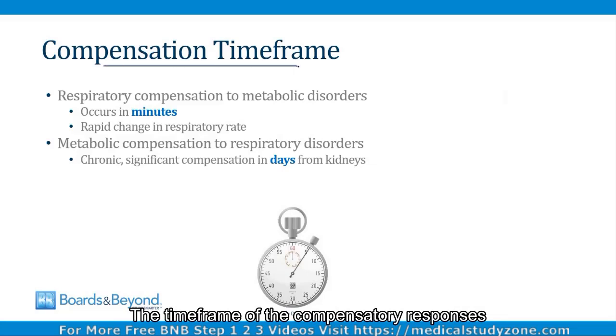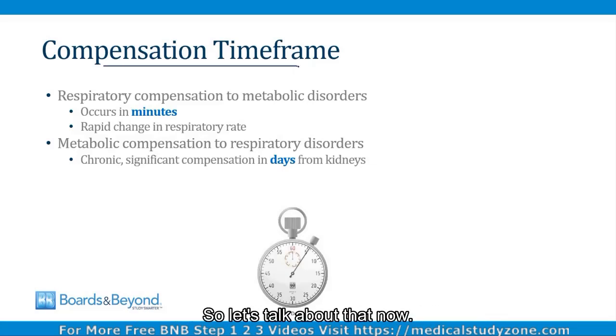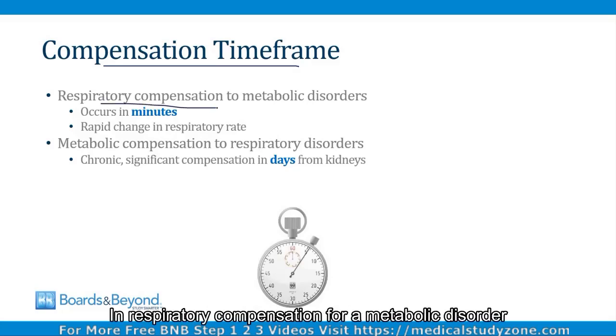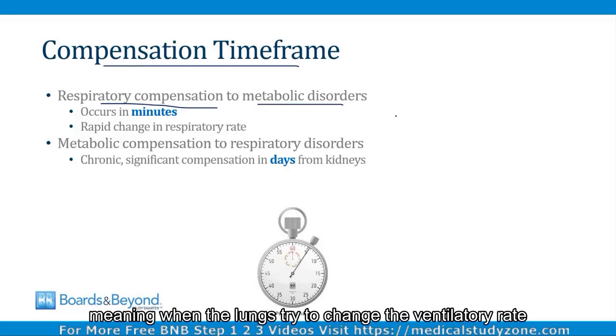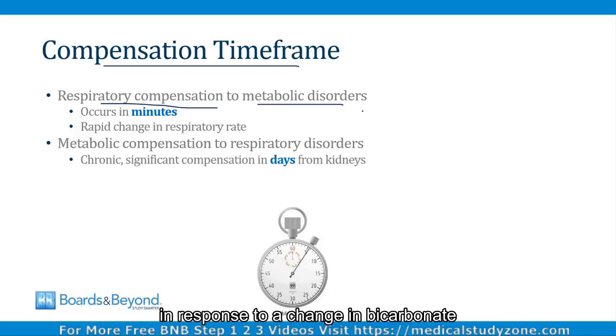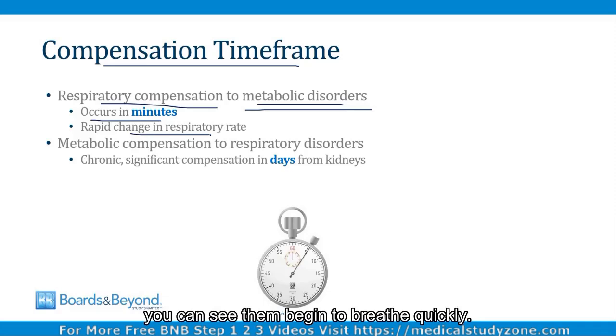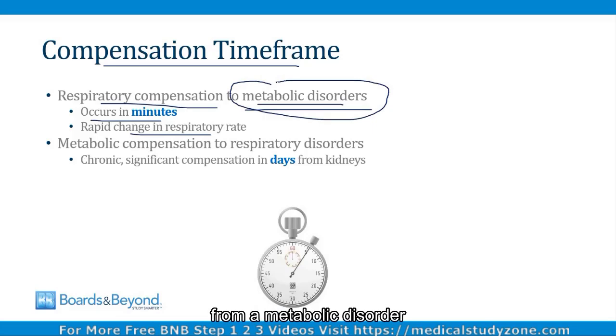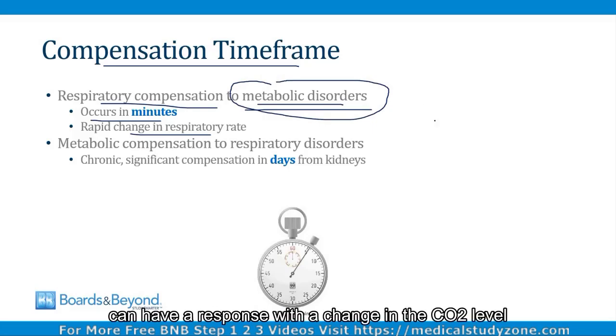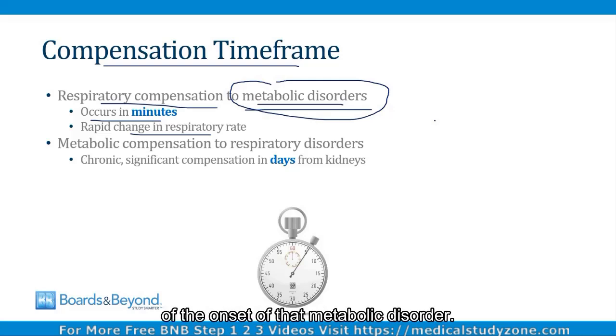The time frame of the compensatory responses by the lungs and the kidneys is very different, so let's talk about that now. In respiratory compensation for a metabolic disorder, meaning when the lungs try to change the ventilatory rate in response to a change in bicarbonate from a metabolic disorder, this type of change can happen very quickly, in a few minutes. So patients who develop an acidosis can modify their respiratory rate very rapidly, and in just a few minutes you can see them begin to breathe quickly. So a patient who has a change in the bicarbonate from a metabolic disorder can have a response with a change in the CO2 level within a couple of minutes of the onset of that metabolic disorder.